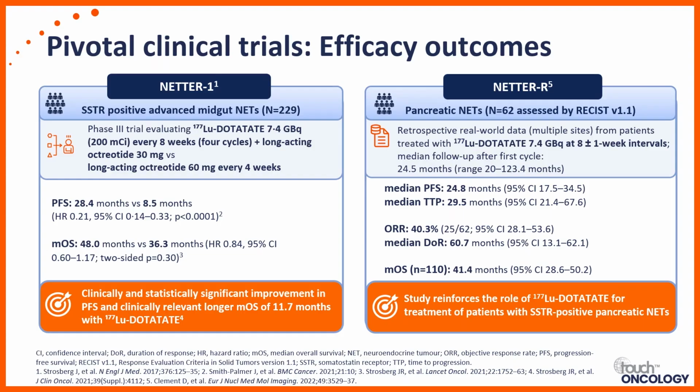So from the NETTER-1 clinical trial, which was the seminal article published in the New England Journal of Medicine with Dr. Strosberg as the first author, that trial set the tone for the approval of the therapy. And the progression-free survival that we saw in this phase 3 trial was really unprecedented. The control arm was long-acting octreotide, and we saw a 20-month improvement of progression-free survival. So clearly an effective therapy.